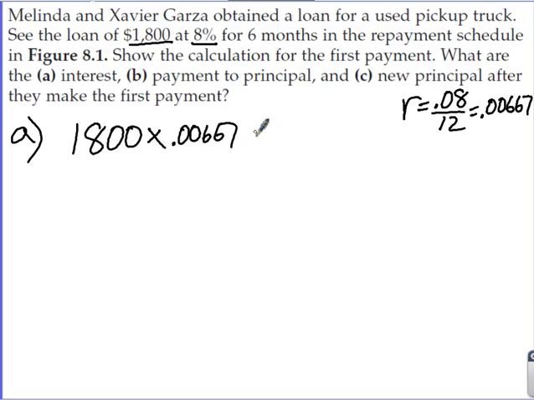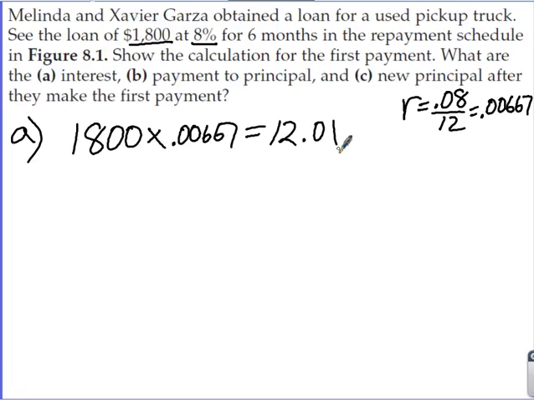you just take 1,800 times 0.00667. Multiply that together. 1,800 times 0.00667 works out to be $12.01. Okay, 12.01.